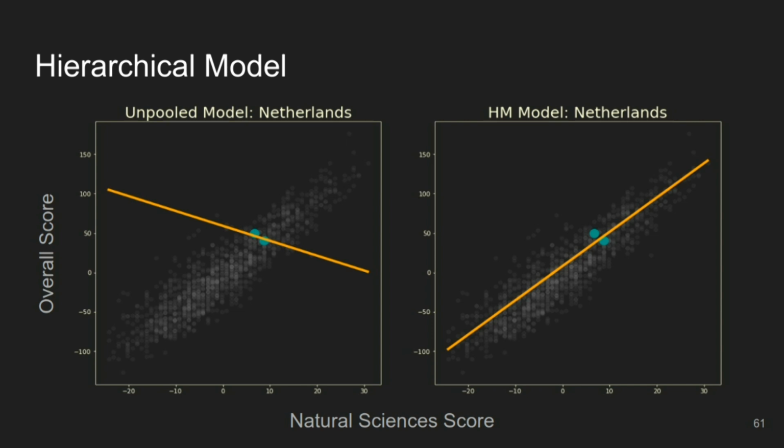And why is there a difference? Because I'm passing the information from the general group to the specific group that is the Netherlands. So notice the information flows both ways. I'm fitting the model correctly in the right plot. I'm getting a good fit, but with the information from the general group.